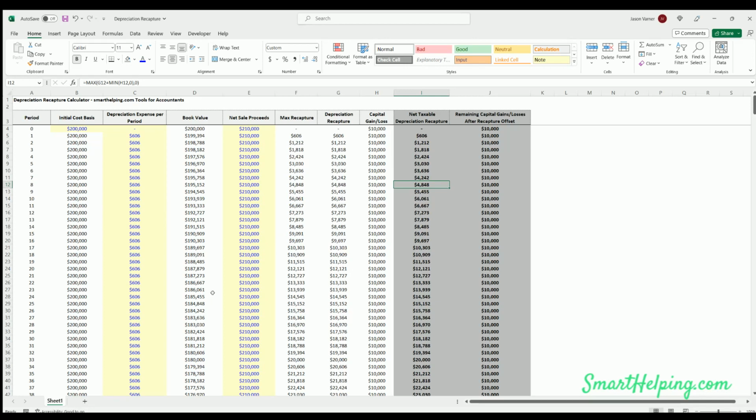If you wanted to use it for multiple assets, you could always just duplicate the tabs by making a copy of them, or you could have different workbooks, save it as a different name, and you could have a bunch of different workbooks. That's fine too. But this is the logic for a single asset all in one tab.